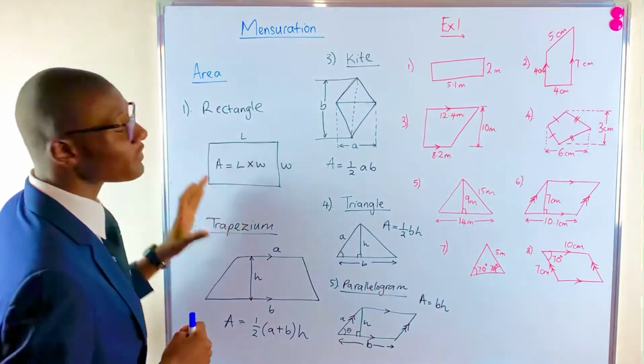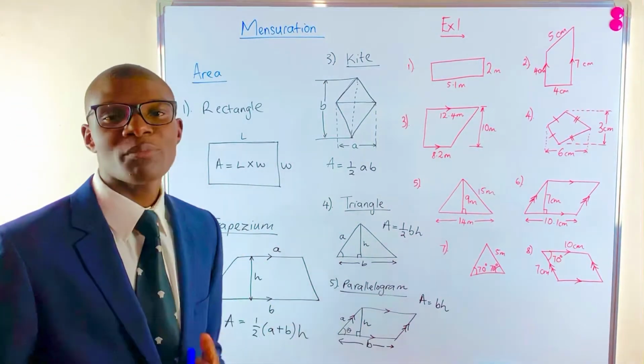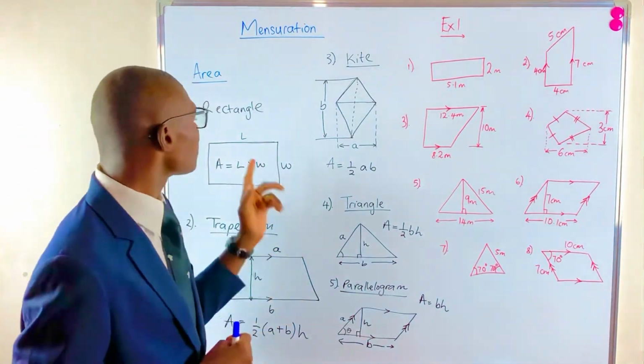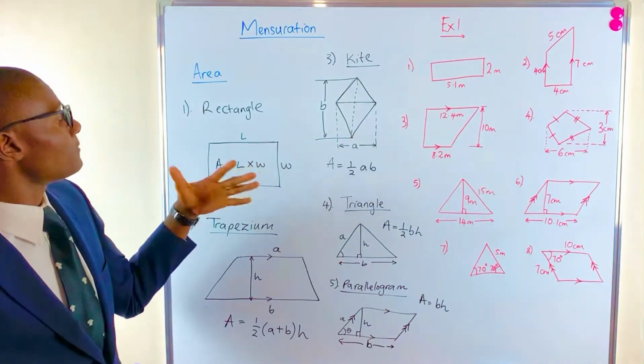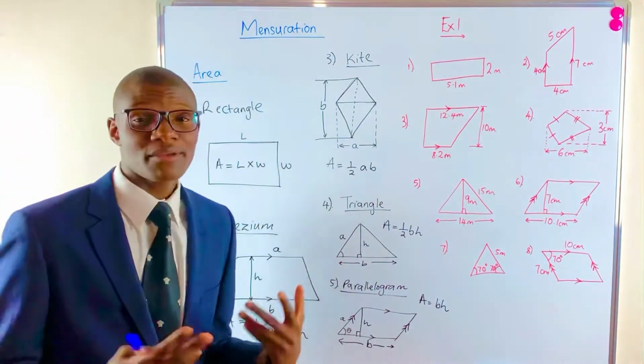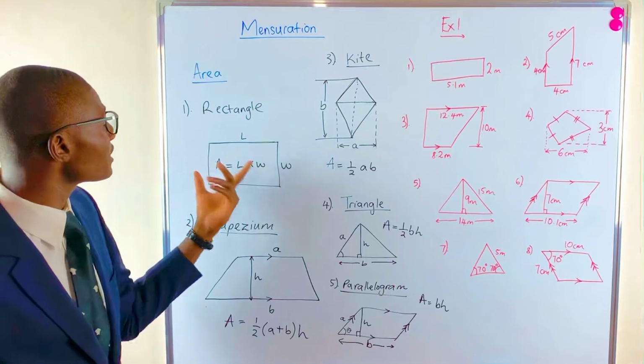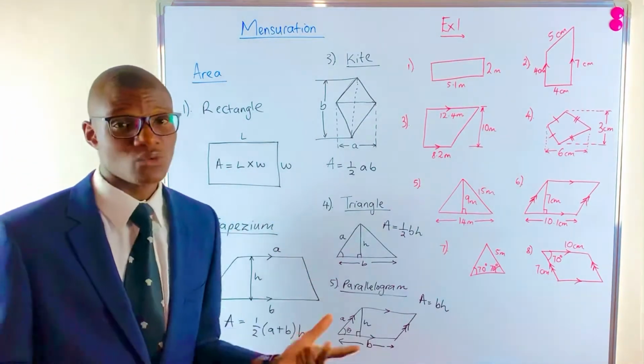So firstly, we've got the rectangle, a rectangle being a four-sided shape, the longer side being the length, then the shorter side being the width. So the area of a rectangle is just simply given by length times width.